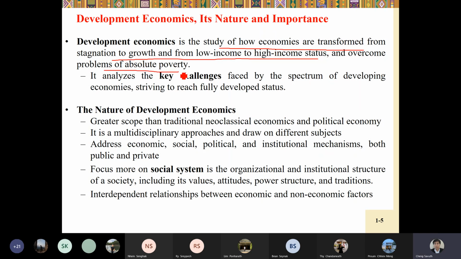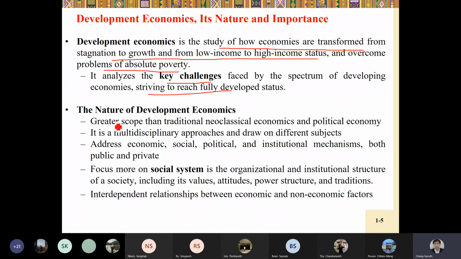So we look at the way of transforming your status from a low income into a high income economy, and reducing poverty in the countries. The subject of development economics looks at the key challenges faced by many developing economies as they try to reach the fully developed status. What are the difficulties? What kind of key mechanisms, barriers and obstacles may get in the way? We will discuss these along the way.